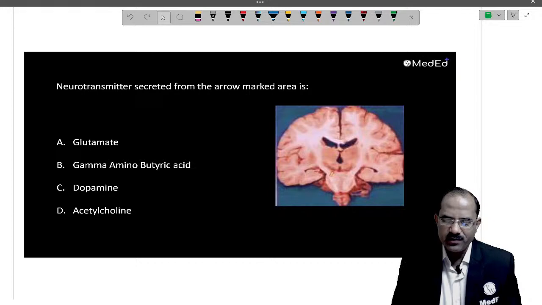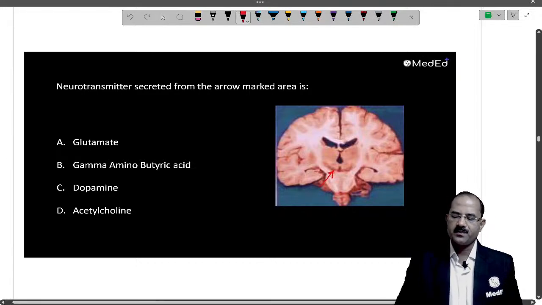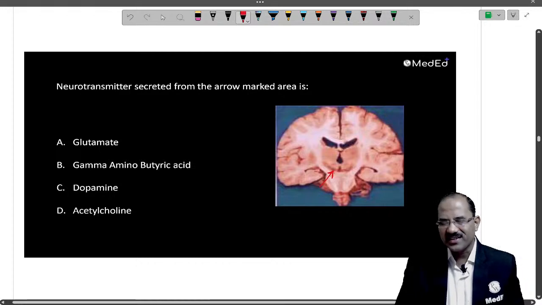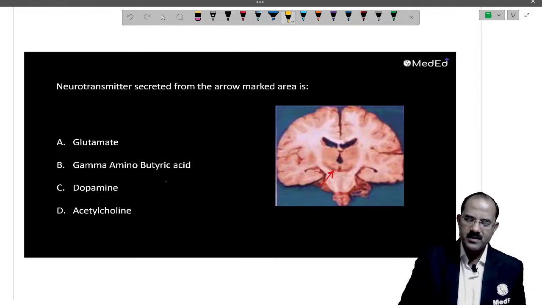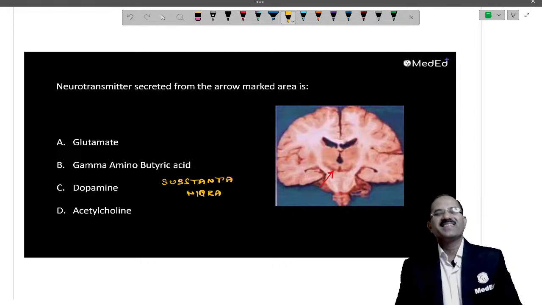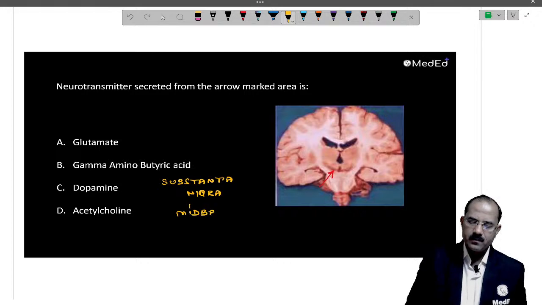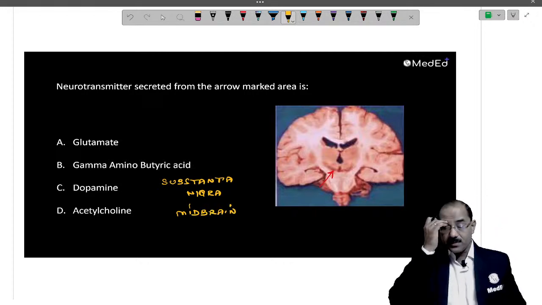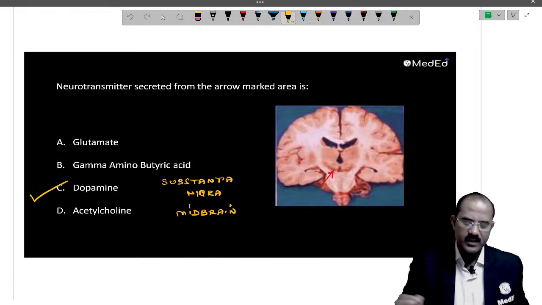Neurotransmitters secreted from the pointed structure. This is the pointed structure. What is this dark colored structure? Any guesses? This is the substantia nigra. Substantia nigra. Yes. Very good. It is present in the midbrain. And this substantia nigra is going to secrete what? Dopamine. It's going to secrete dopamine, right?